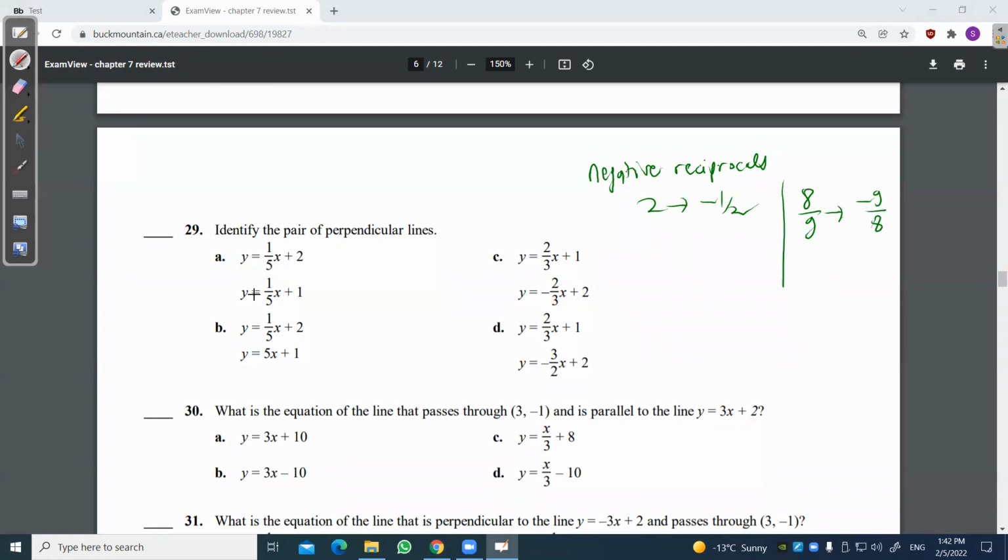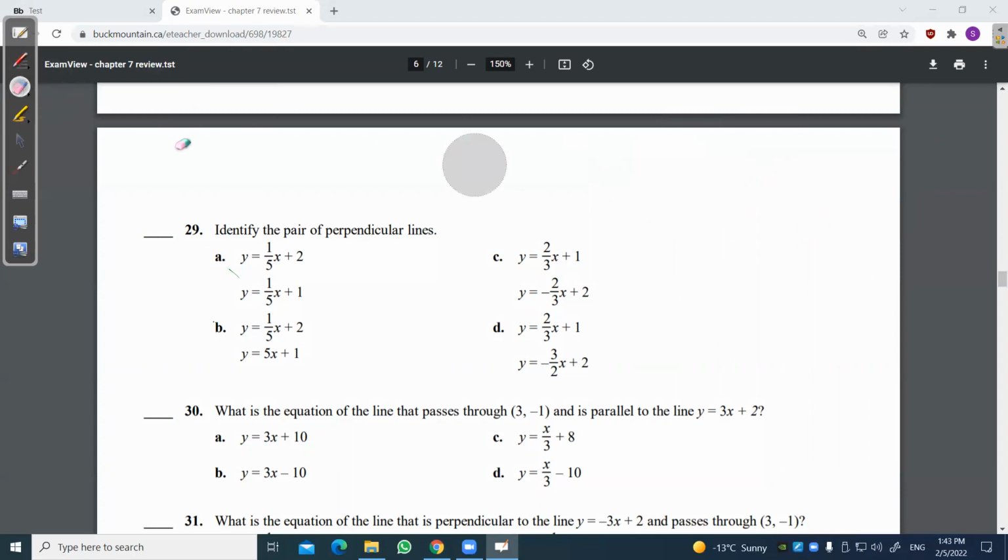If you look at A, they have the same slope. That is parallel. B is not negative, so that's out. Between C and D, which one is right? D. Yes, flip and negative. So C is not flipped, it's D, and those lines are perpendicular. They do meet, but they meet at like a 90-degree angle.